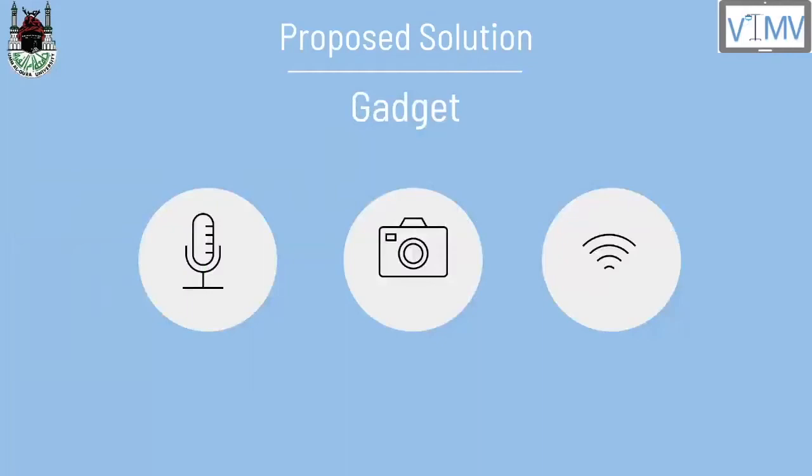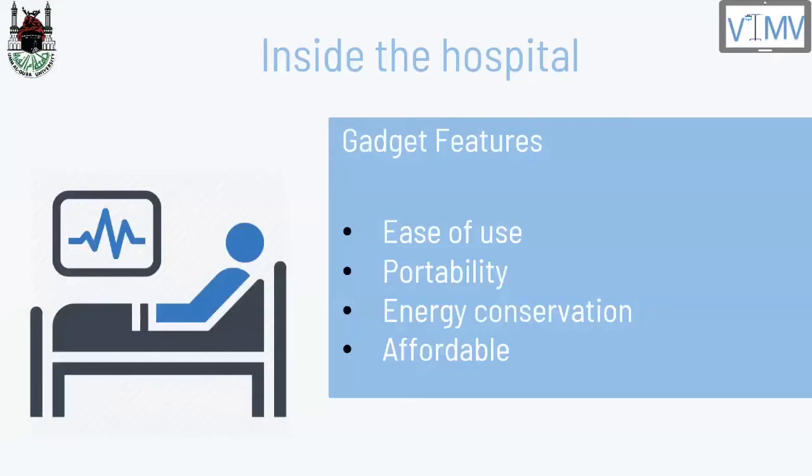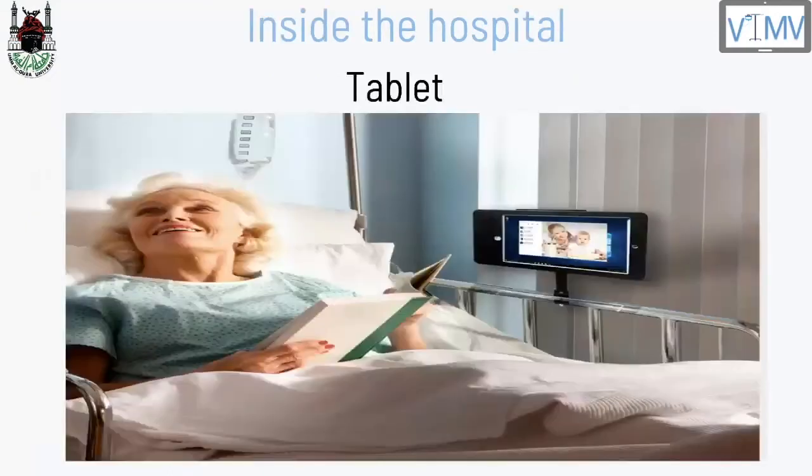So I will talk about the proposed gadgets. It must have a mic, camera, and internet connection. The gadget used inside the hospital must have these features: ease of use, portability, energy conservation, and affordability. So we chose a tablet. A tablet has a touch screen, is easy to use, and doesn't take up space in the patient room.